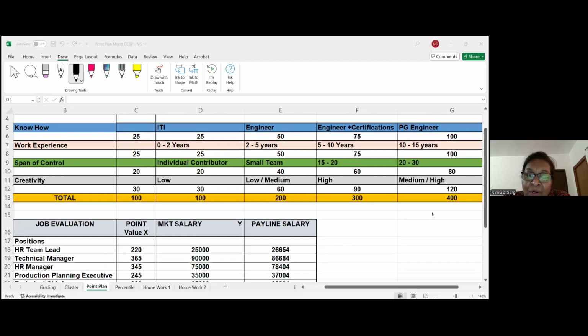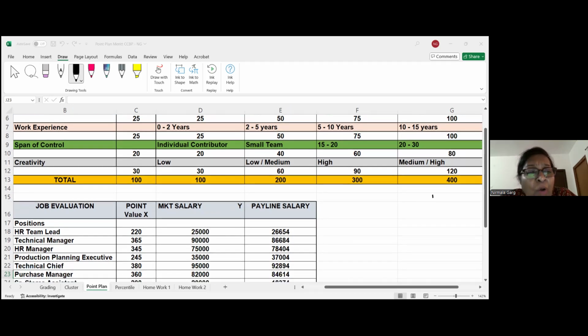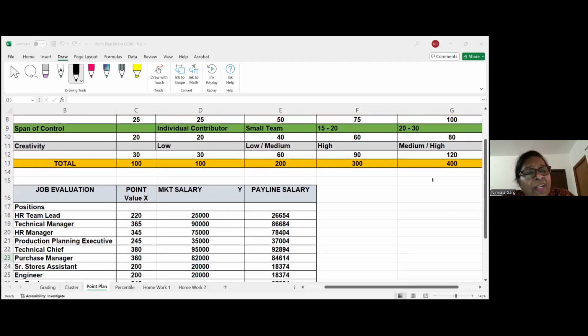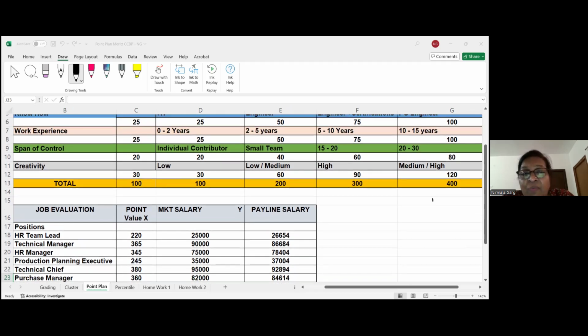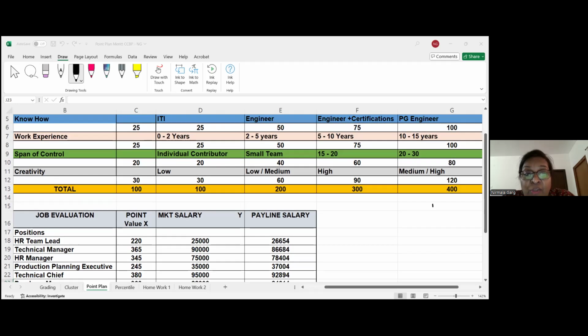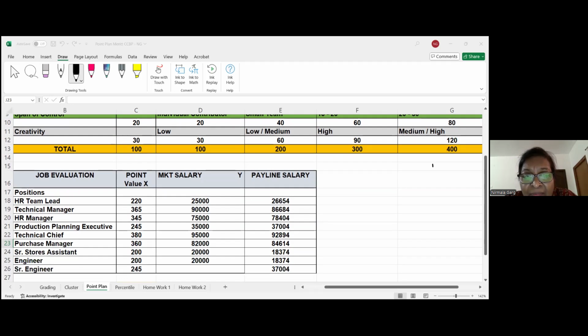You have to total up all the points, just like I showed you in my presentation. I don't want to go back there because I'll be spending time. Now you know how to calculate. So for an HR team lead, for example, if I've come to 220 points, what have I done? I evaluated the job description and then took points. What is it for know-how? What is it for work experience? What is it for span of control? And what is it for creativity? And I have arrived at 220 points or 360 points or 345. Done? Now, this is very clear what I have done.